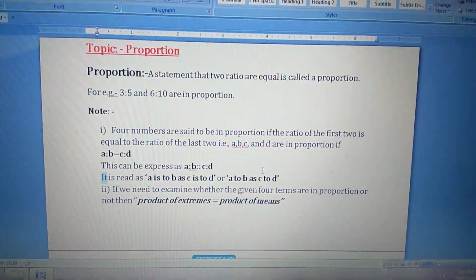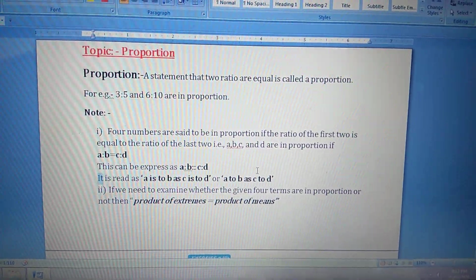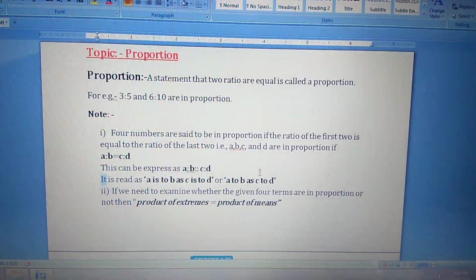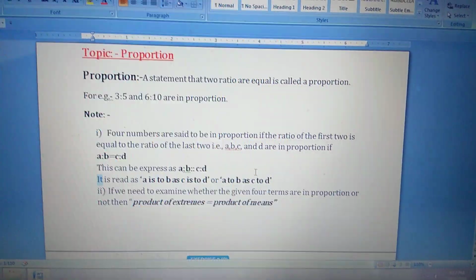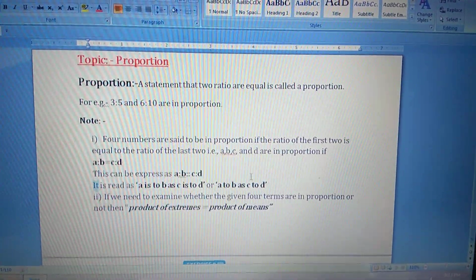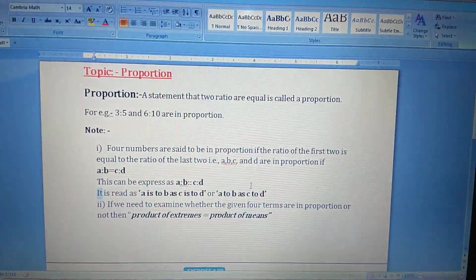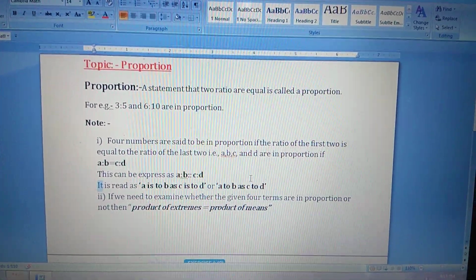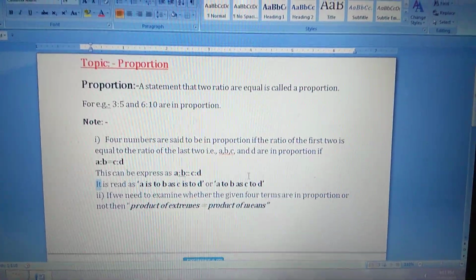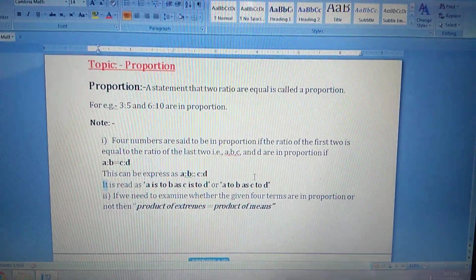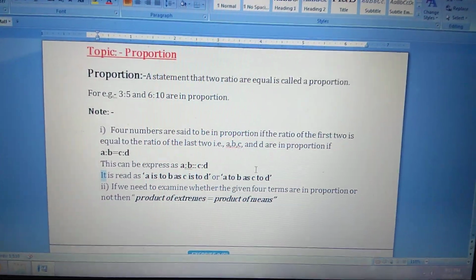I think I have explained the topic ratio in my previous two classes, where we have done lots of word problems and I have given you some homework from those two exercises, that is 9A and 9B. So today we are going to start the second innings of this chapter. The first innings was ratio and the second innings will be proportion. So let's go to the topic in detail.